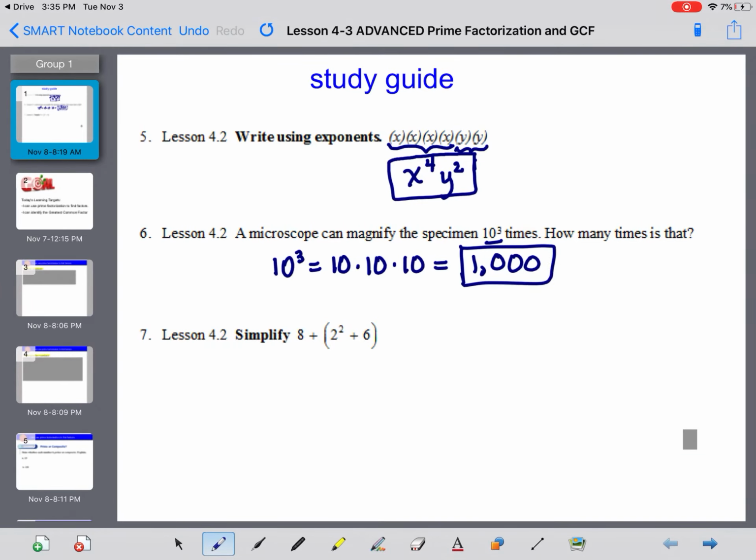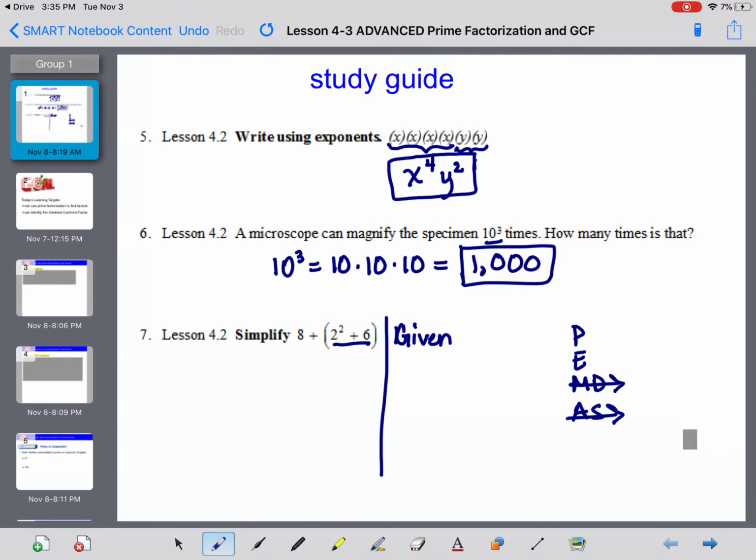In the next problem, I'm asked to use the order of operations: parentheses, then exponents, then multiply or divide from left to right, then add and subtract from left to right. To solve this problem, simplify 8 plus (2 to the 2nd plus 6). Well, this is the given expression.